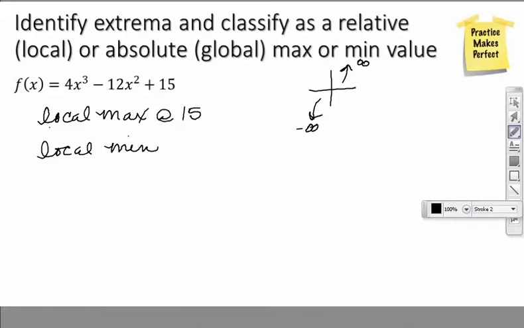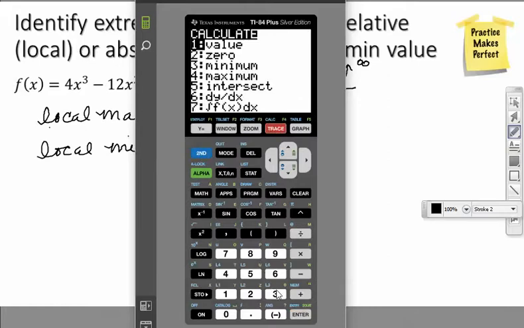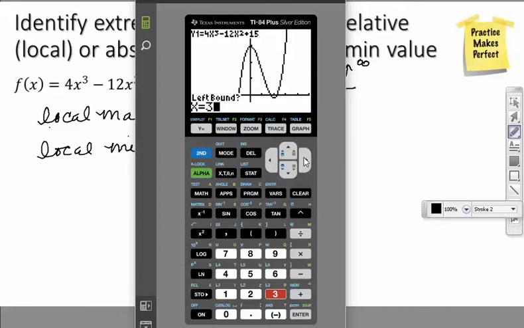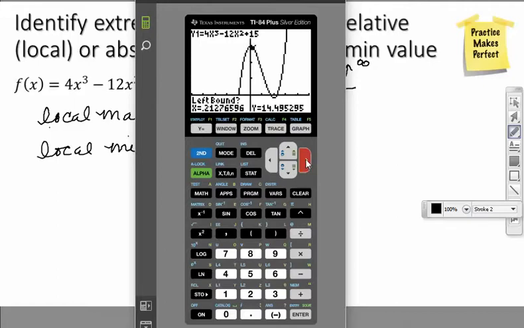So let's go back to the calculator right quick. Now I'm going to find my minimum. So I'm going to go second trace, number 3 for minimum. Oh, this happened to me earlier. Let me do it again. Second trace. I get trigger happy. Okay, so I'm going to tell it this is my left side. This is my right side. And there you go. So my local minimum is going to be at -1.